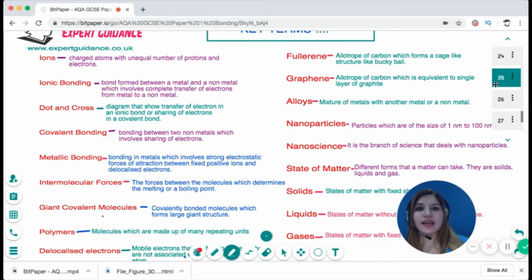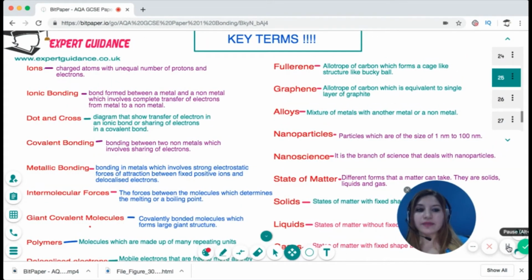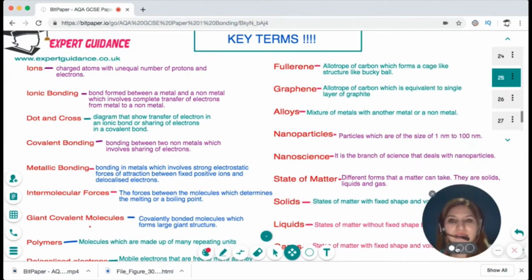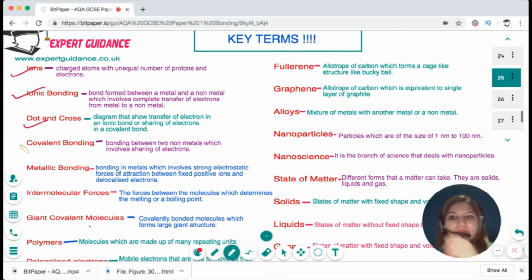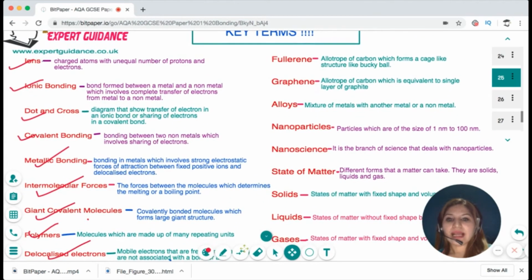Now it's time for the key terms we have seen in this topic. Okay, so now let us revise all the key terms that we did in this topic. So we talked about ions, ionic bonding, dot and cross, covalent bonding, metallic bonding, intermolecular forces, giant covalent molecules, polymers, delocalized electrons, fullerene, graphene, alloys, nanoparticles, nanoscience, states of matter, solids, liquids, and gases.